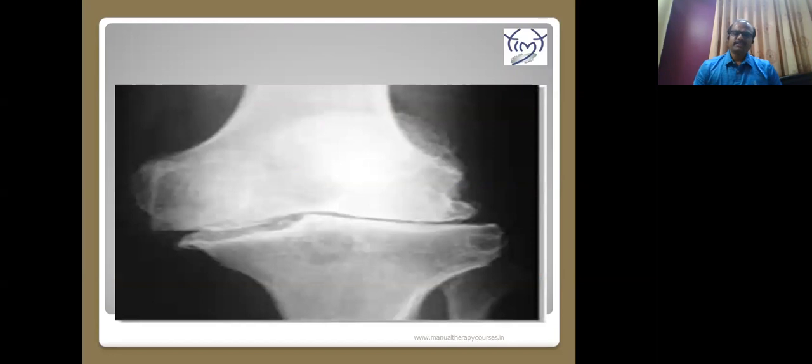So this is a devastated or worsened knee, in which we are not going to think about doing a mobilization. But sometimes they might have a good range of movement, or good functional performance. So always, as I said earlier, we are not going to do anything with only the X-ray. We are going to look at the physical performance of the patient.